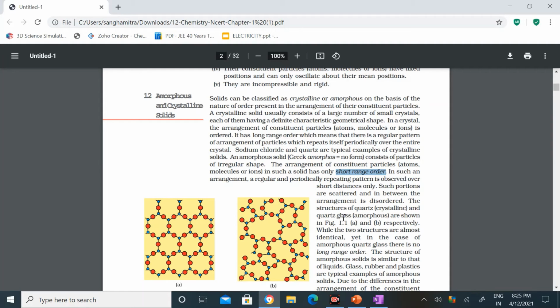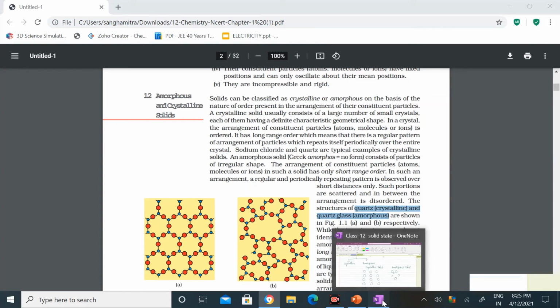And one more thing, examples. Like crystalline, an example is salt. You have table salt in your home, everyone uses it, and the formula is NaCl. So this is crystalline in nature. Amorphous: glass, plastic, rubber, these are amorphous. So here is one important thing, quartz. Quartz is crystalline. Quartz glass is amorphous. Please students, underline it. Quartz is crystalline in nature, whereas quartz glass is amorphous.